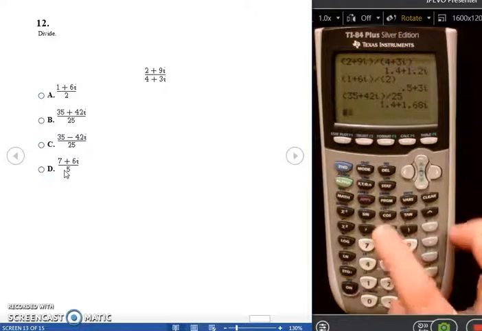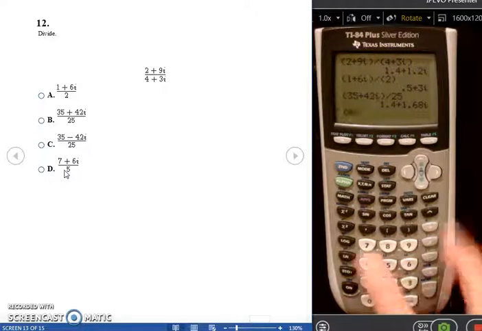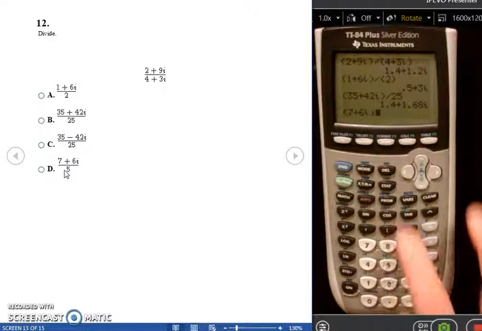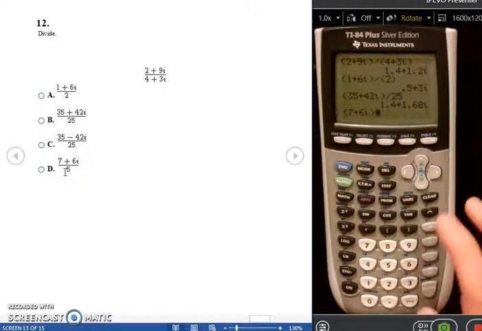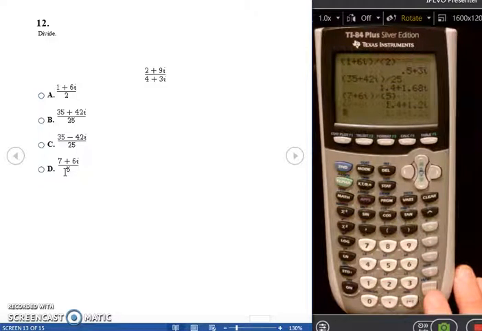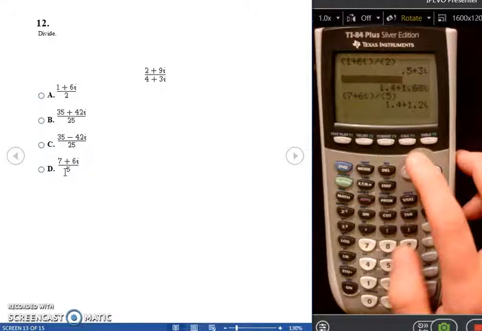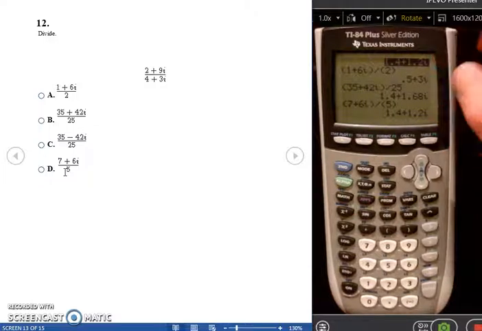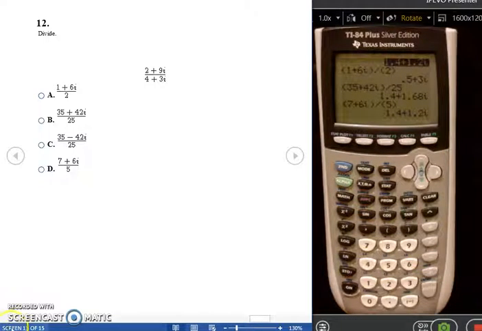And so I'm going to put my numerator in parentheses, which is 7 plus 6i in parentheses divided by parentheses 5 parentheses. And there I press enter, and if I scroll back up, I can see that those did match exactly the same. So that means D is going to be my final answer.